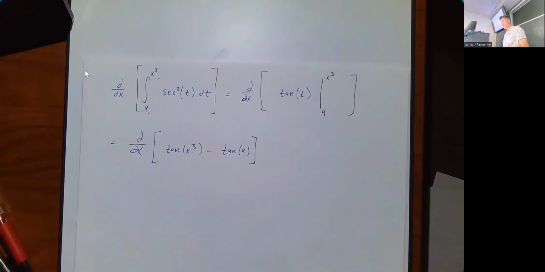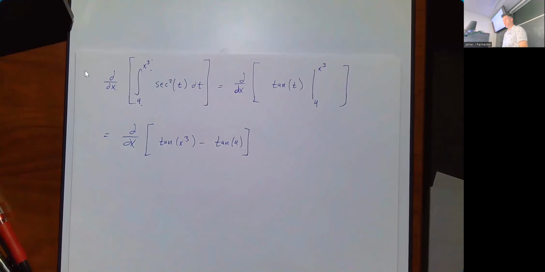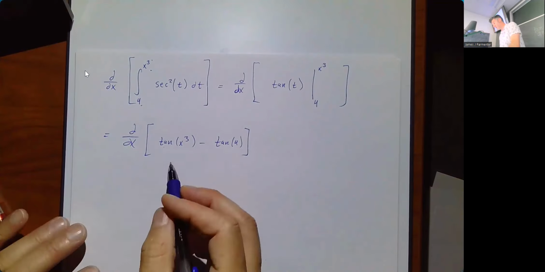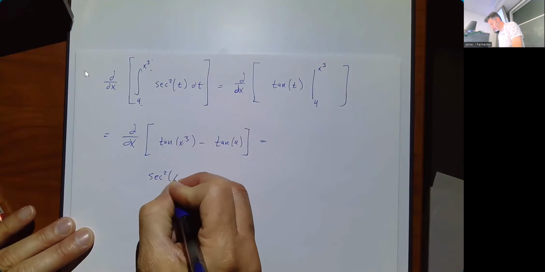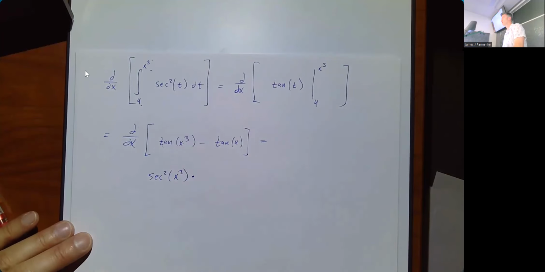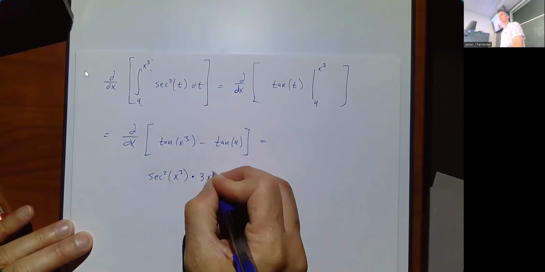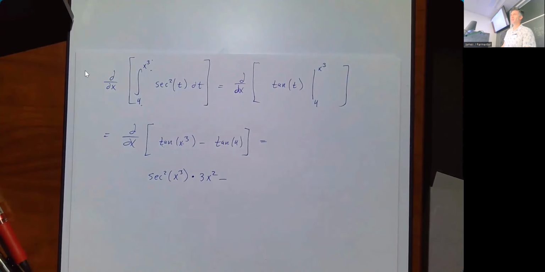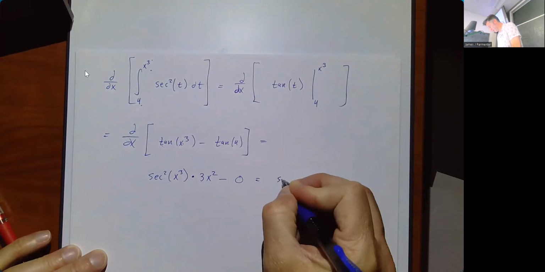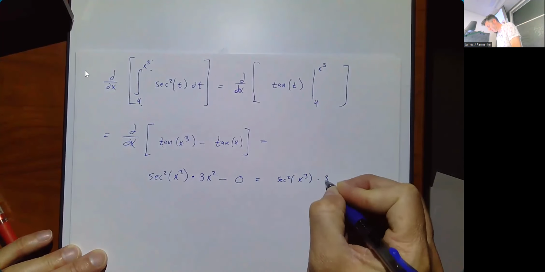And now when we take the derivative, we have to use the chain rule. So the derivative of tangent of x we know is secant squared of x because of the work we just did, right? The antiderivative of secant squared is tangent. The derivative of tangent must be secant squared. So the derivative of tangent of some stuff is going to be secant squared of the stuff times the derivative of the stuff, minus, what's the derivative of tangent of 4? Thank you. So we get secant squared of x cubed times the derivative of x cubed.